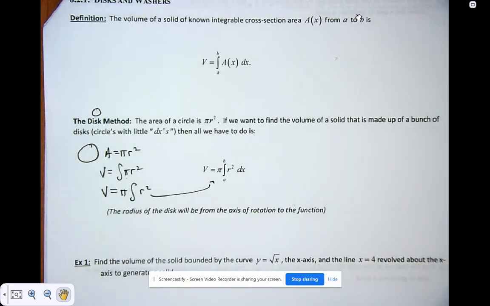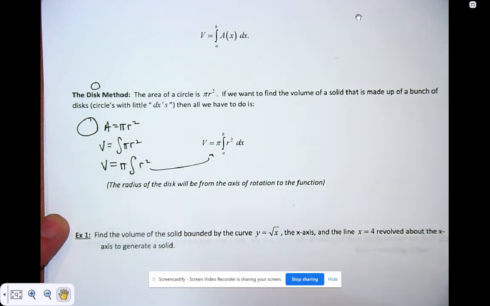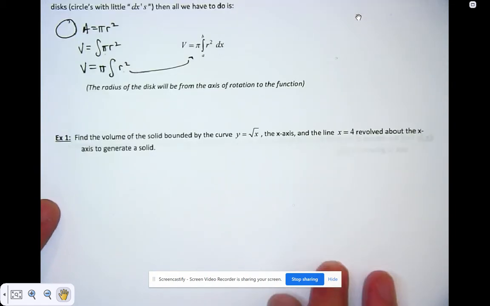Okay, so simple stuff. All we're going to have to do, and this is the game changer right here, is we just need r. If we could just find whatever this radius is going to be, we just evaluate the integral like we integrate everything else. Okay, so let's check out and see what they're having us do.